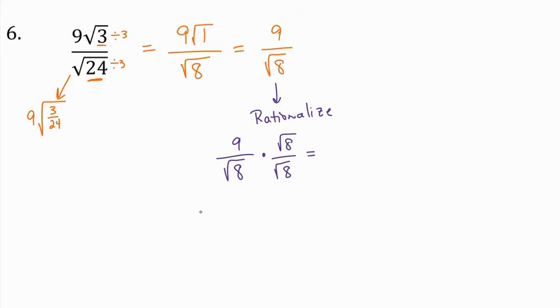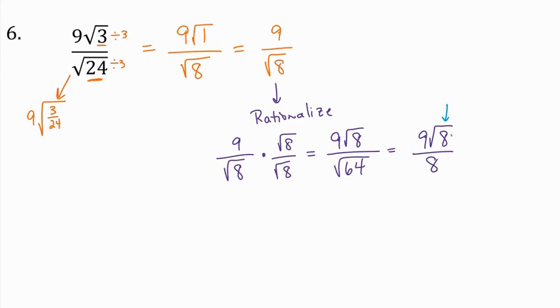On the top, the 9's outside, the 8 is inside. I can't multiply those two numbers, so it just stays 9 radical 8. And on the bottom, radical 8 times radical 8 is radical 64. And the square root of 64 is 8, right? 9 radical 8 over 8. Okay, and now a lot of people will be like, oh, I'm done because the 9 and the 8 I can't simplify, but I can simplify that radical 8. So we need to do that.